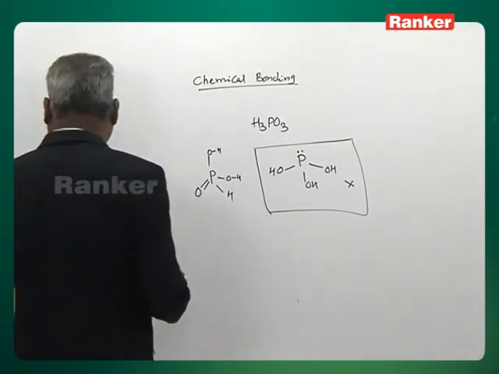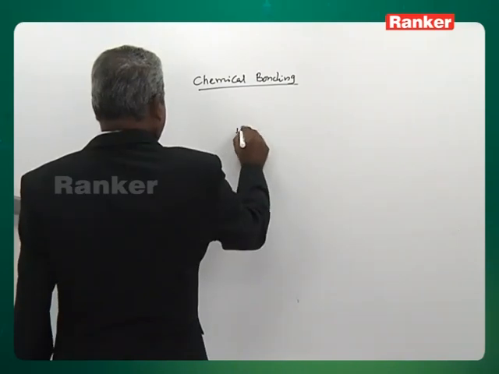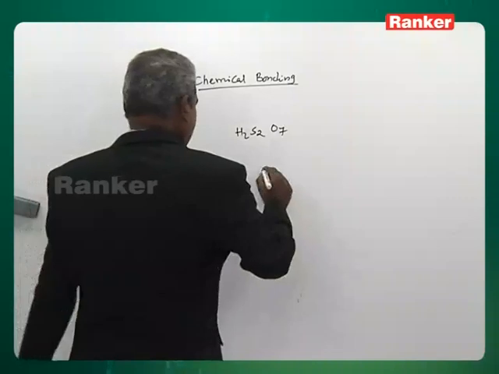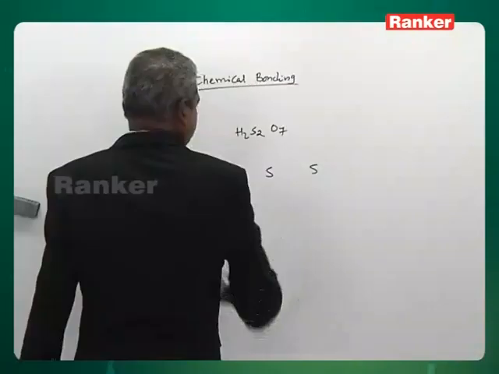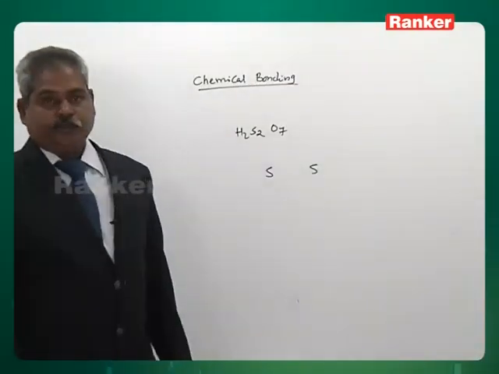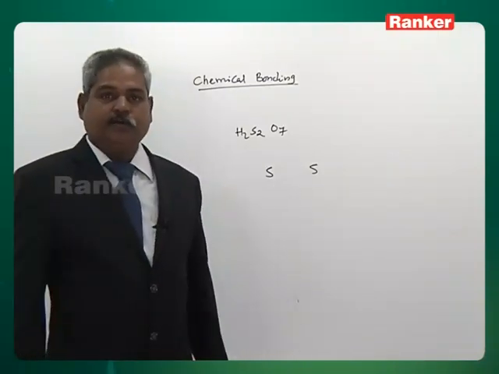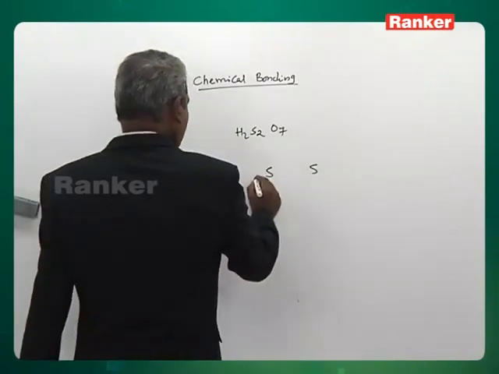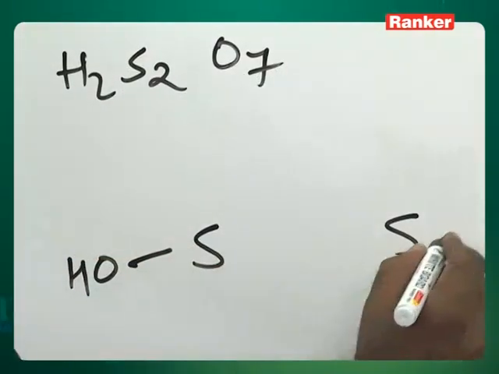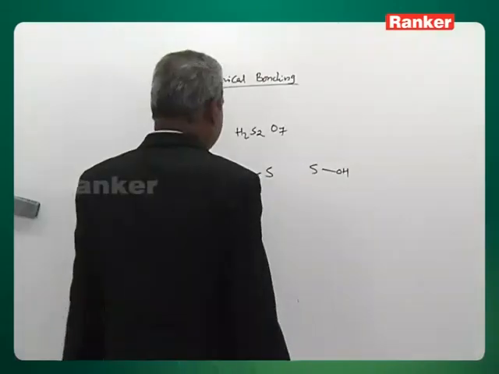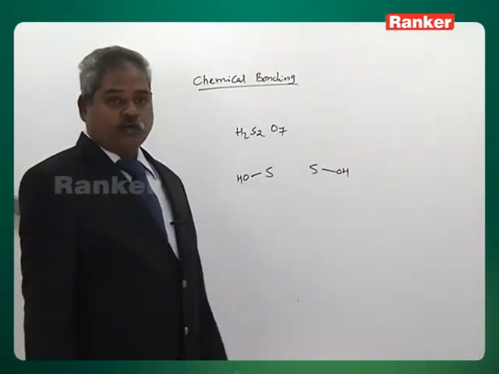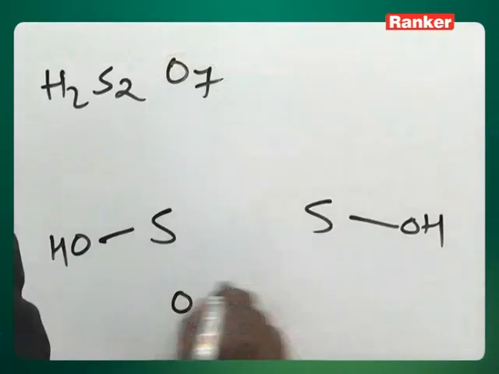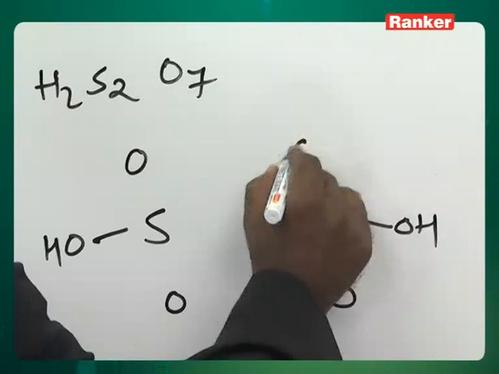Now H2S2O7, how will you draw the structure? Two sulfurs, two central atoms. Recollect the rule, more than one central atom, distribute equally. Since you have two sulfurs, two OH groups, two OH, and you have a total of seven oxygens and five more oxygens are left, distribute equally. 1, 2, 3, 4, 5.